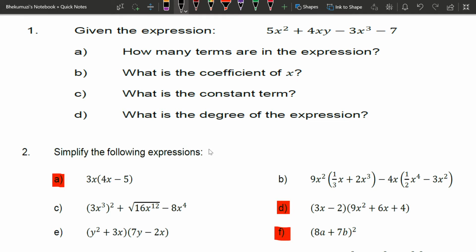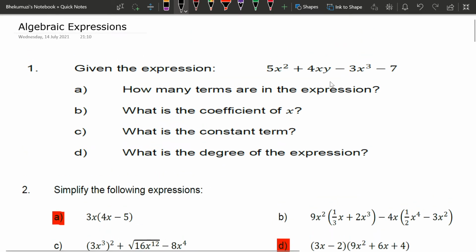Okay, so the first question here that we're going to look at is basically just testing whether you do remember some of these important terms, like how many terms are there in an expression, right? And the expression that they are talking about is the one over here, where it's 5x squared plus 4xy minus 3x to the power 3 minus 7, right? So what is meant by a term? Firstly, remember what a term means. How do you identify a term? A term is identified by seeing whether or not it's separated by an addition or a subtraction.